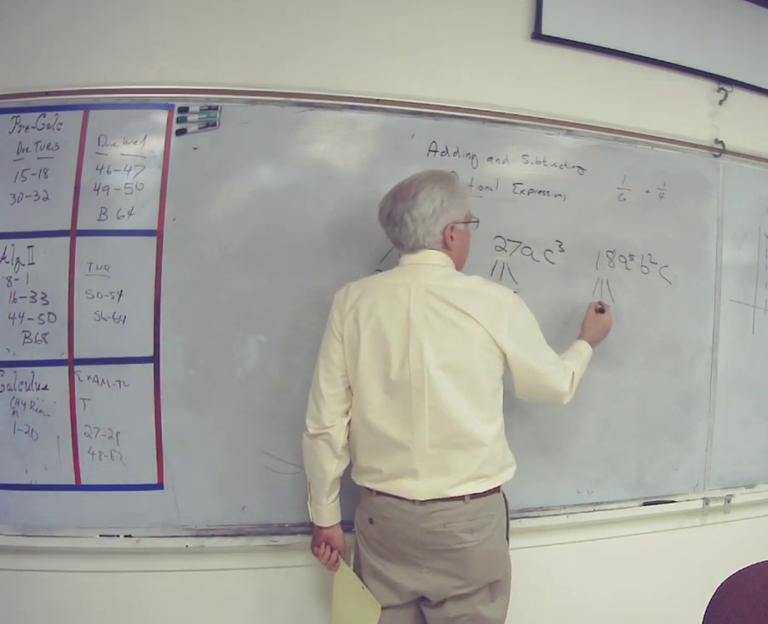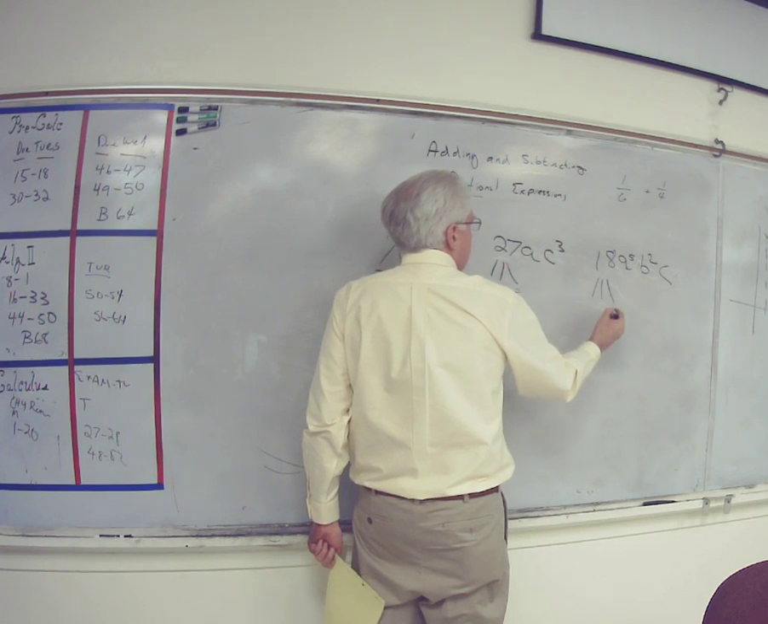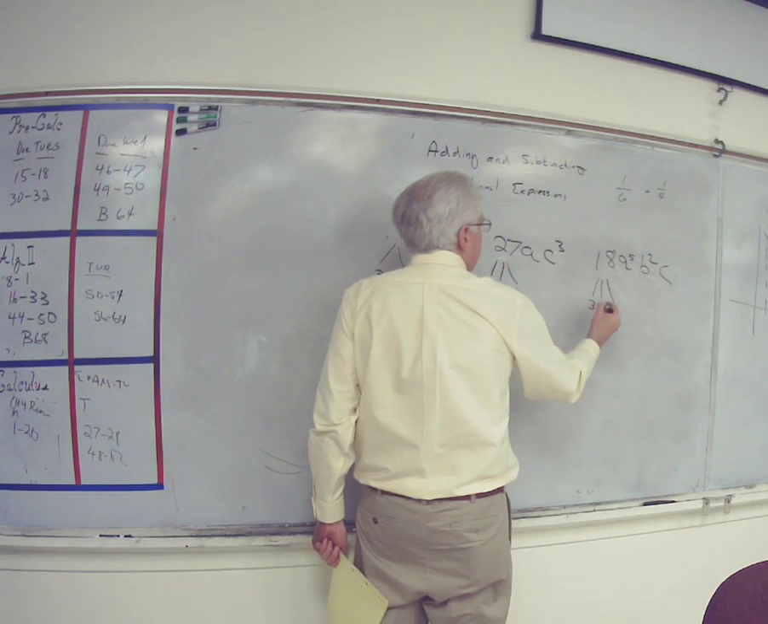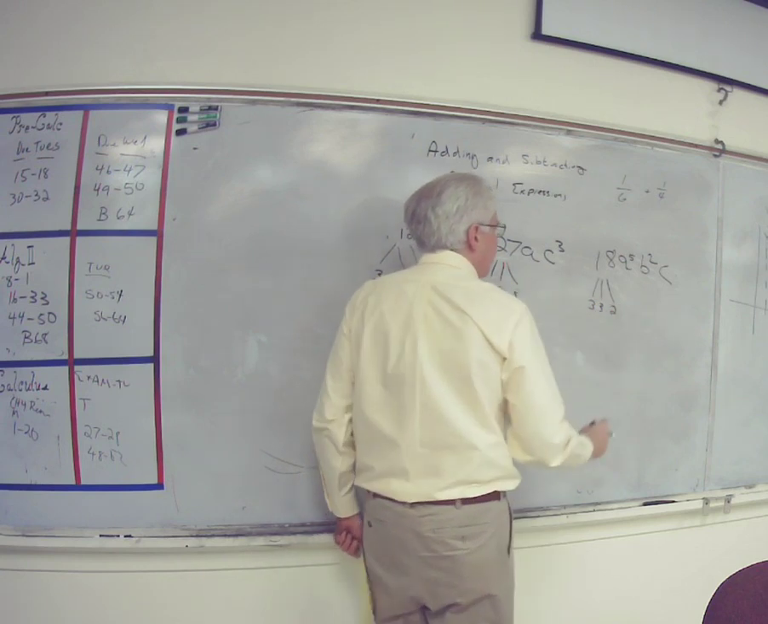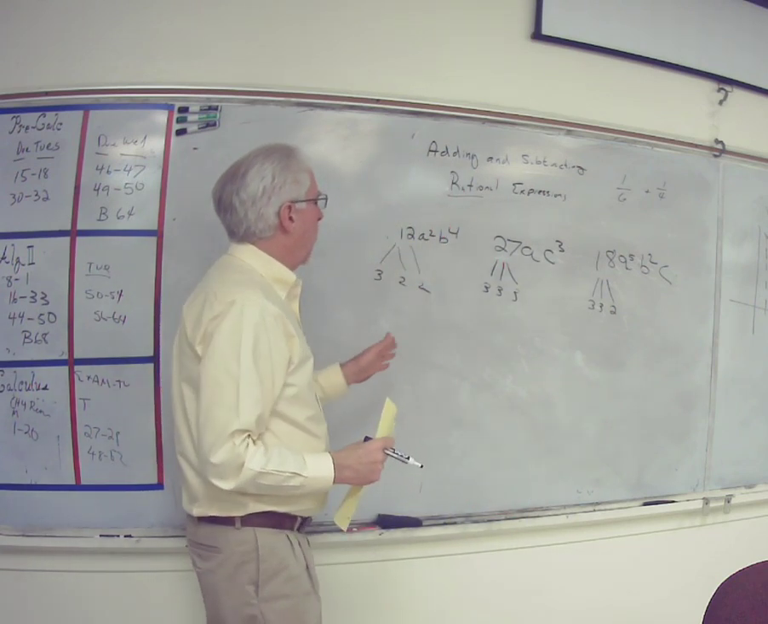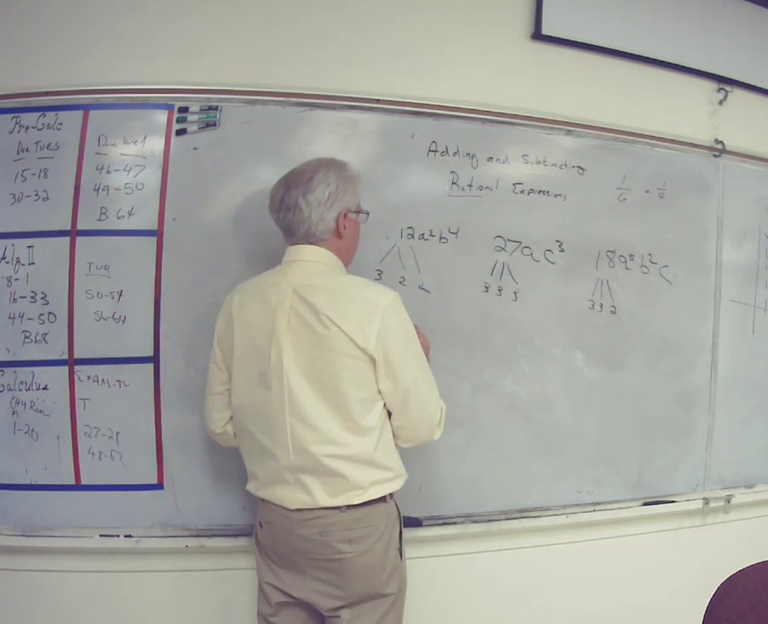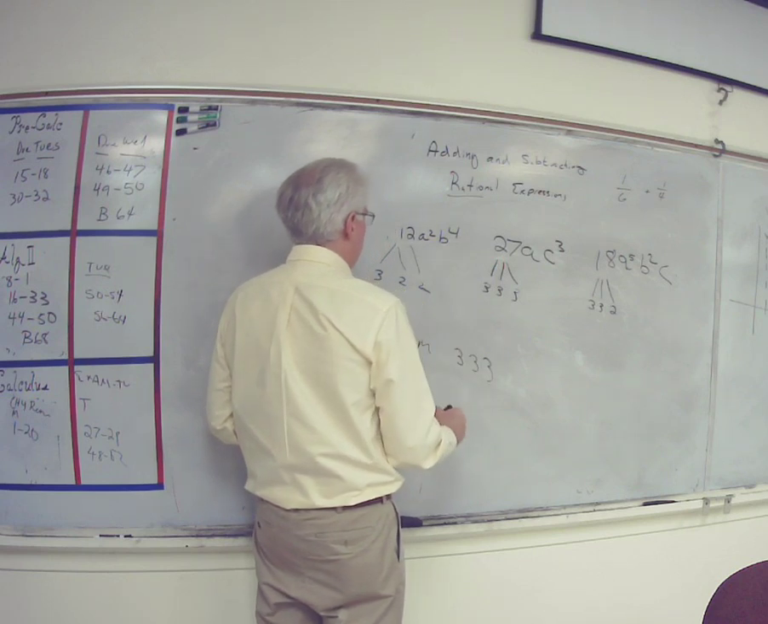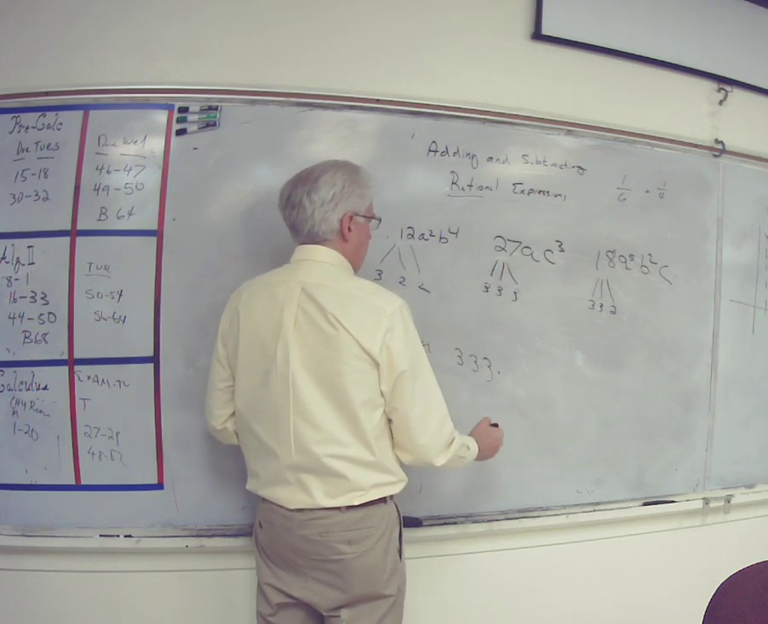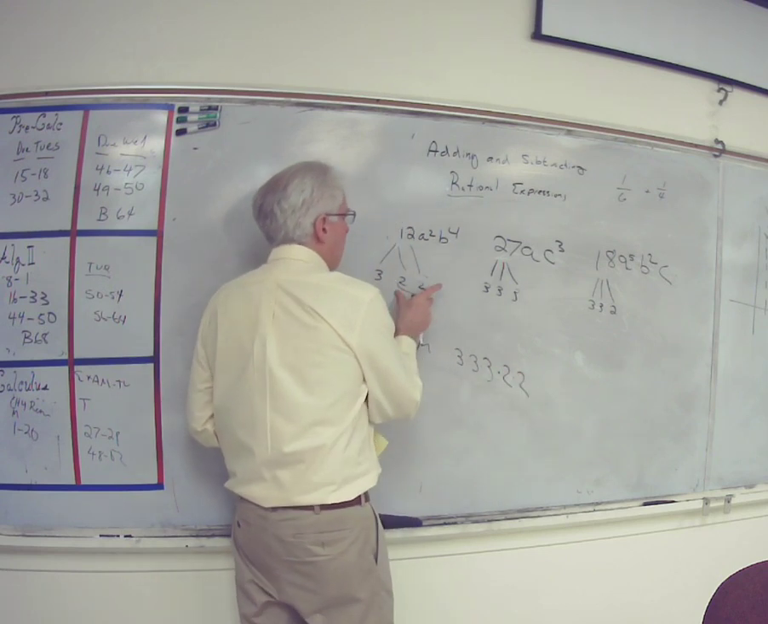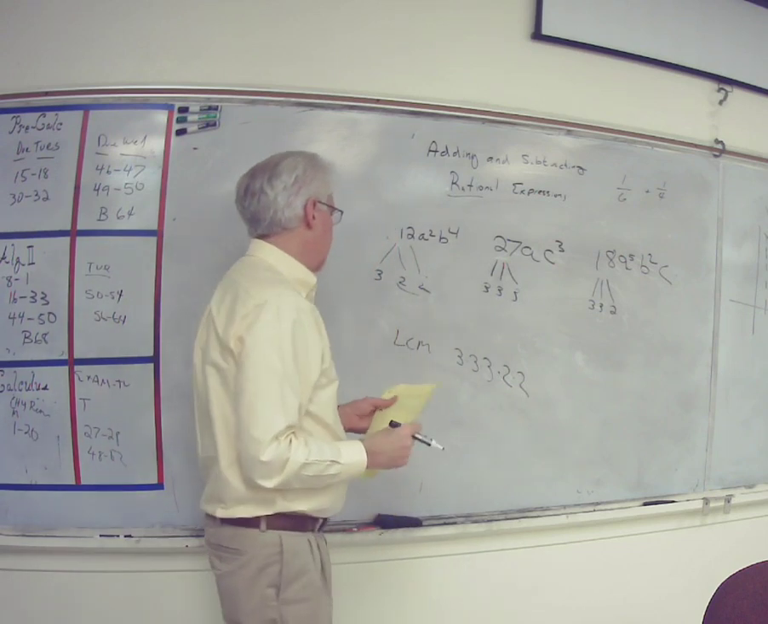18 is 3 and 3, 3, 3. No, 3, 3, 2, sorry. 9 times 2, right? Okay. So now, what am I going to need? How many 3's am I going to need? I'm going to need 3 times 3 times 3. How many 2's am I going to need? 2 times 2, right? So if I can hold those 2, I can take care of that one.